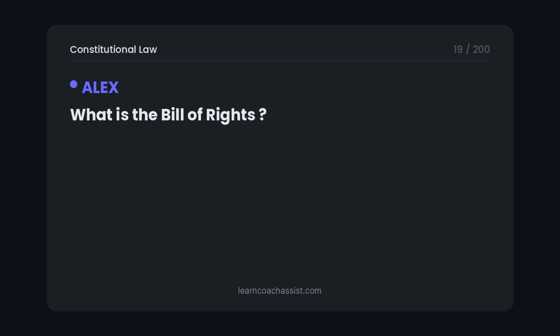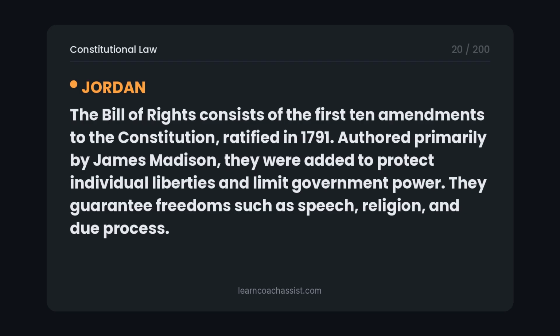What is the Bill of Rights? The Bill of Rights consists of the first 10 amendments to the Constitution, ratified in 1791. Authored primarily by James Madison, they were added to protect individual liberties and limit government power. They guarantee freedoms such as speech, religion, and due process.